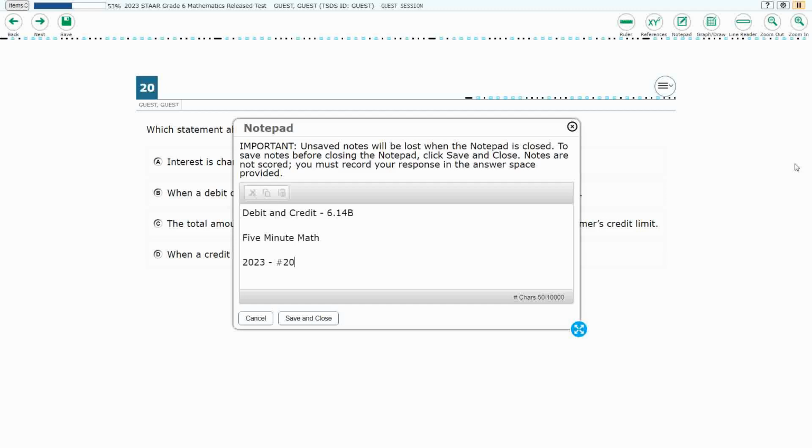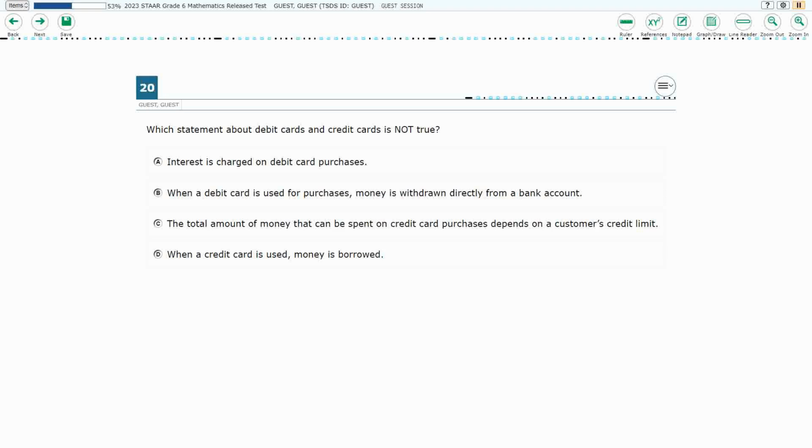Today we are looking at the 6th grade concept of debit and credit. This is standard 6.14b in the great state of Texas, and we are using item number 20, the 2023 released STAAR test. If you haven't done so already, please go ahead and take a moment to pause the video, work this problem out on your own, unpause it, and we will look at our answers together.